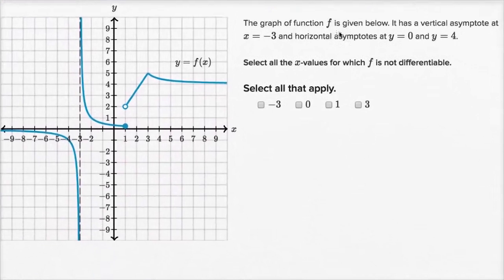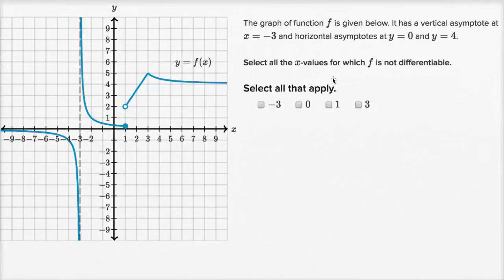The graph of function f is given to the left, right here. It has a vertical asymptote at x equals -3. We see that. And a horizontal asymptote at y equals 0. Yep, at this end of the curve, as x approaches -infinity, it looks like y is approaching 0. And it has another horizontal asymptote at y equals 4. As x approaches infinity, it looks like our graph is trending down to y equals 4. Select the x values for which f is not differentiable.